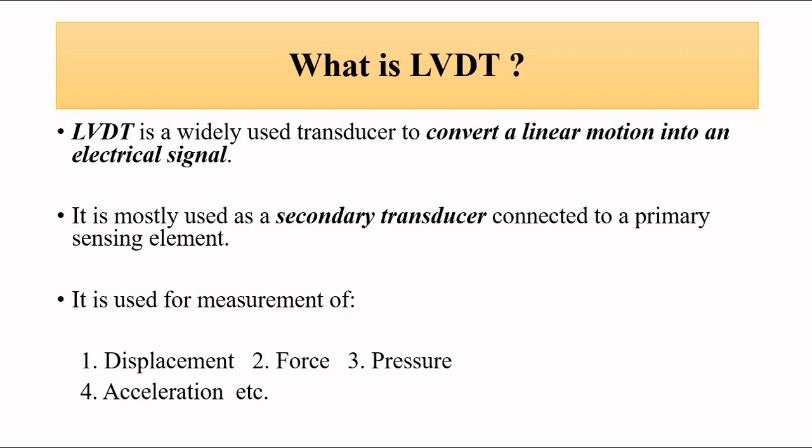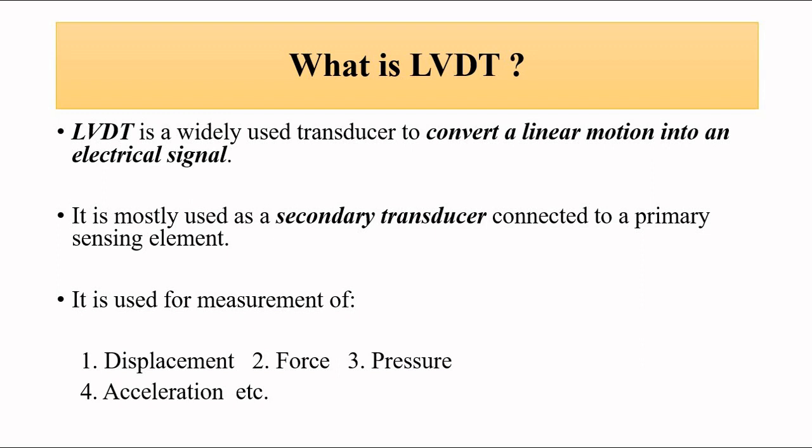Now, LVDT is the short form for linear variable differential transformer. Okay, so it is a secondary transducer. We are all familiar with the definition of primary and secondary transducers. Primary transducers convert a physical parameter at the input side into some kind of mechanical movement at the output side, linear or rotational movement. Secondary transducers convert the physical parameter into some kind of electrical signal, voltage or current.